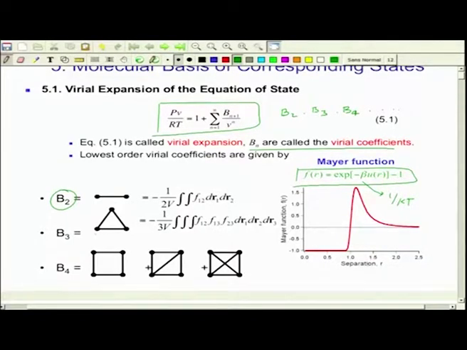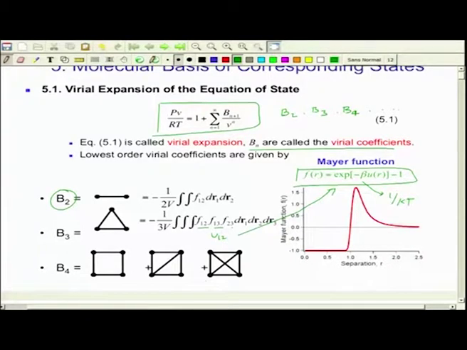You can extend this without going into the details. B3 has 3 Mayer bonds, where 1 2 means that we are considering U12 in this expression, and similarly B4 will have contributions from 3 different types of cluster containing 4 particles having Mayer bonds as depicted in these solid lines here.